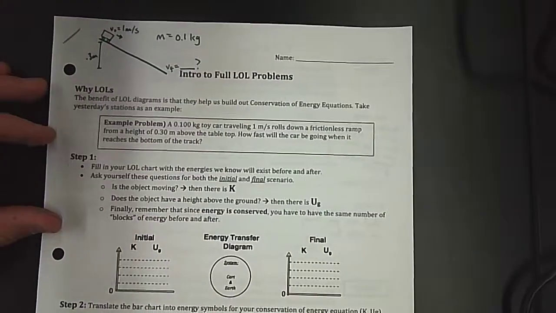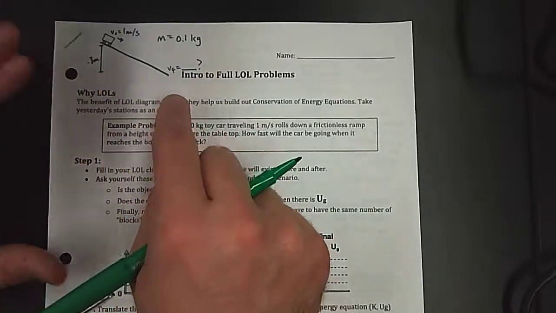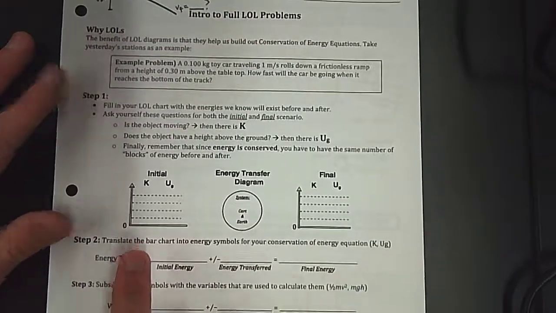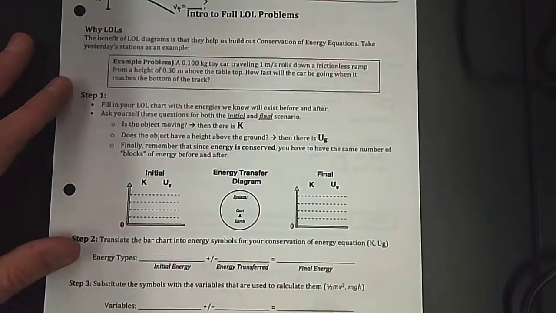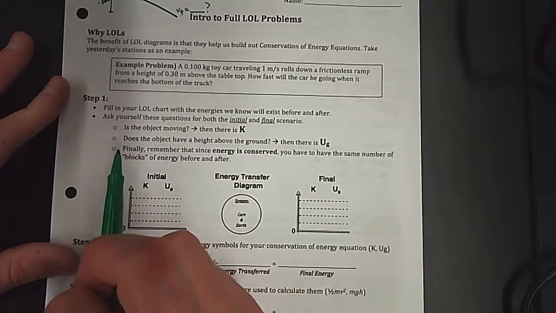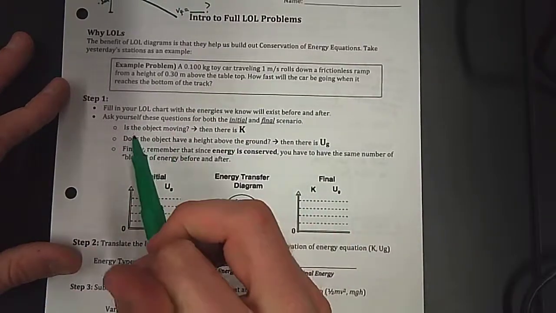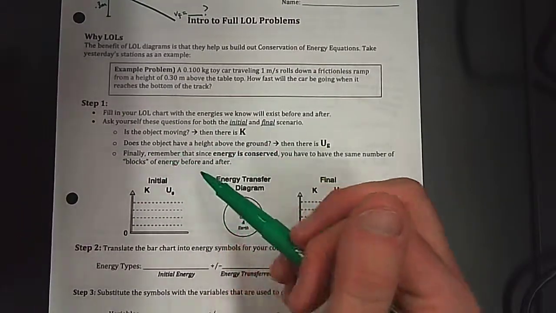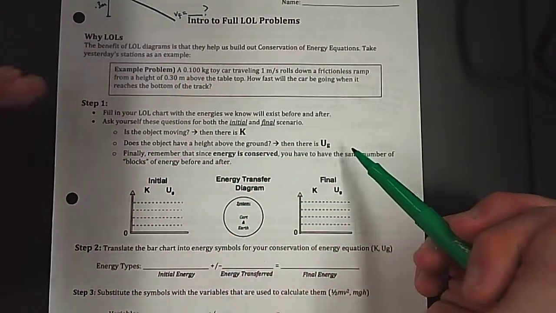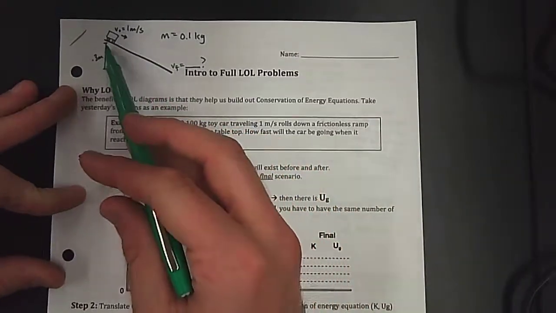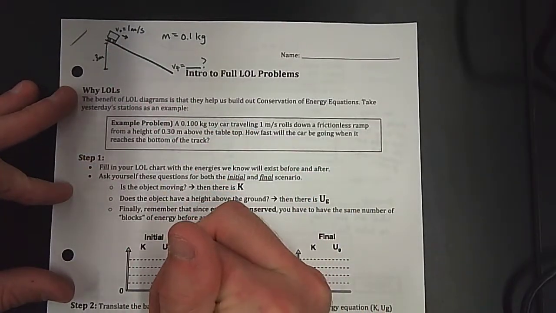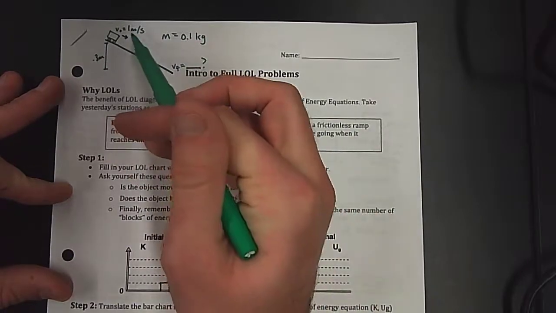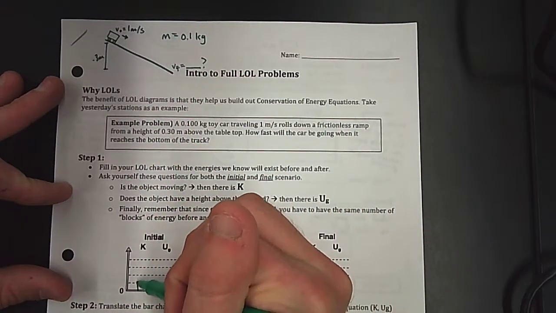All right. In order to solve this problem, to look at the before and afters and organize everything, it's helpful to make these LOL diagrams. Just kind of visualize what energies we have. So the first thing I'm always going to ask is, in my initial and final situation, is the object moving? If it is, it has kinetic energy. And does the object have height? If it does, it has potential energy. So initially I'm at some type of height, so I could put UG down. And I have some type of velocity, so I definitely have kinetic energy too.